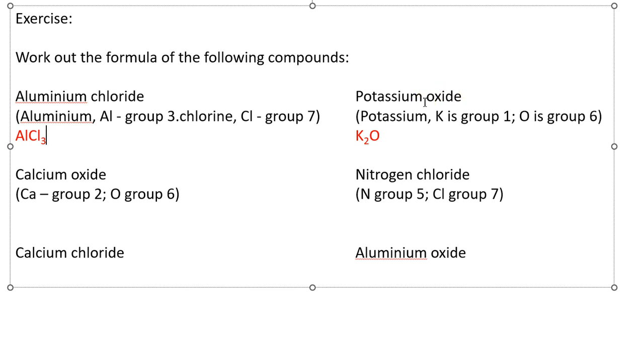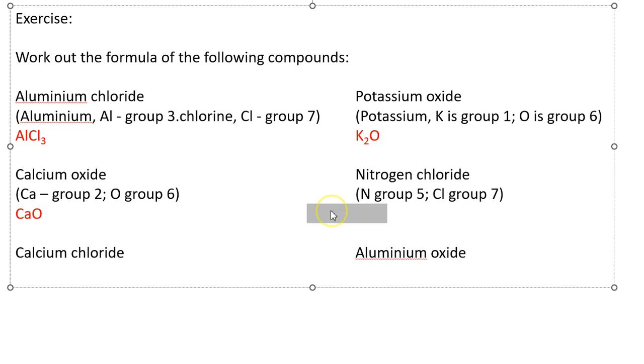Potassium oxide. Potassium, group 1, 1 electron to lose. Oxygen, group 6, 2 to be gained. I need 2 potassiums to combine with the oxygen, K2O. Calcium oxide in my second row. Calcium, group 2, going to lose 2 electrons. Oxygen in group 6, going to gain 2 electrons. 1 calcium can do business completely with 1 oxygen, CaO.